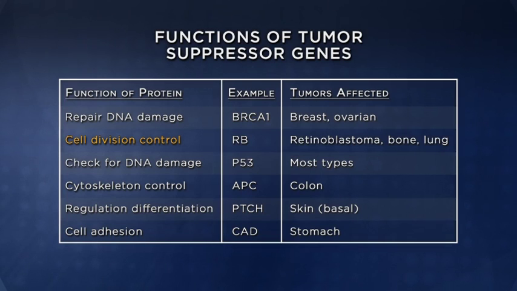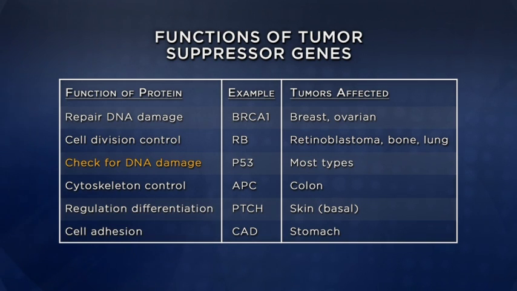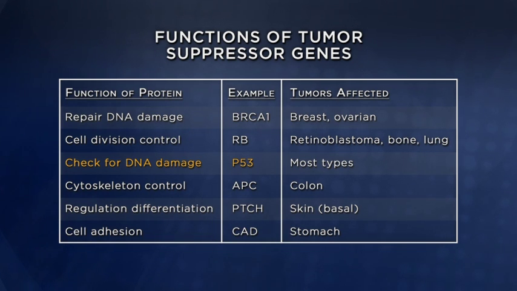Cell division control. Well, we know about RB and retinoblastoma. The RB gene is also expressed, in addition to the retina of the eye, in bone and in lung. So RB acts in those tissues as a cell division suppressor. Checking for DNA damage: there is a gene which we will describe in detail in a few moments, called P53, and that's active in most cell types.